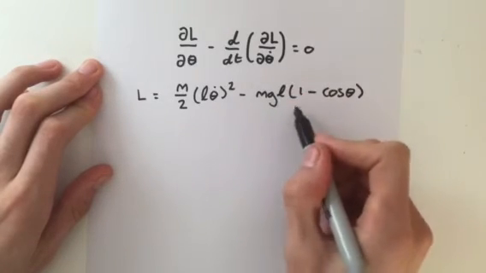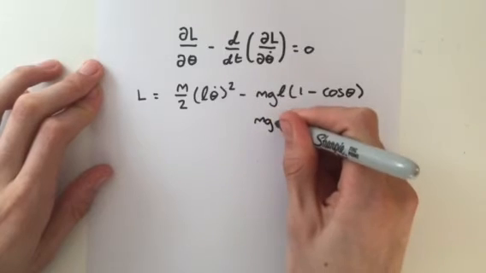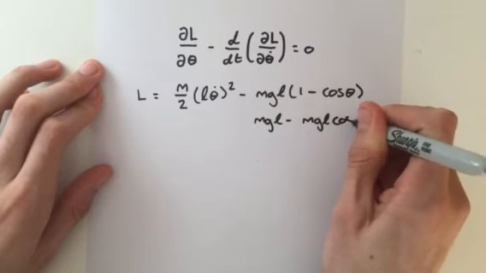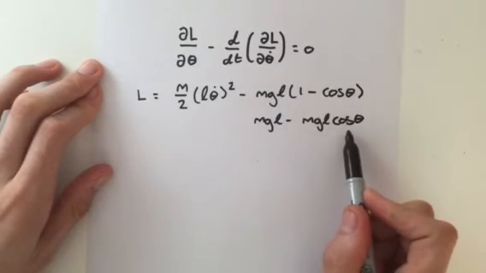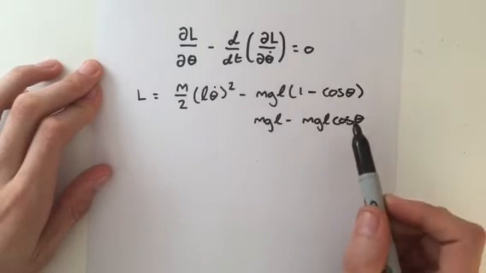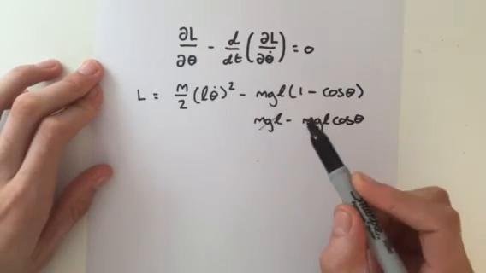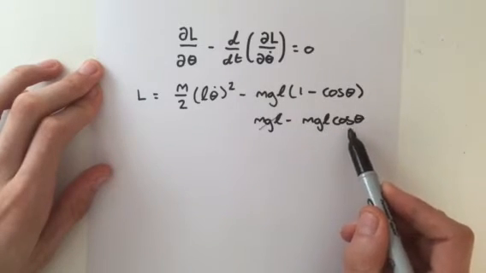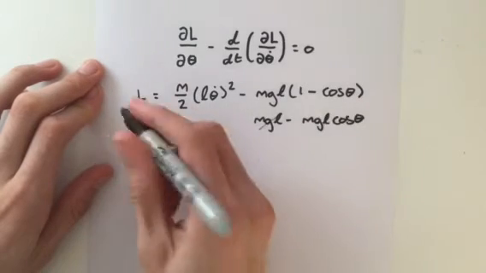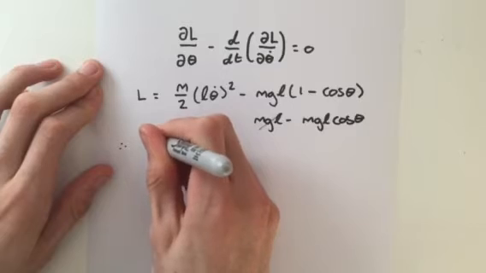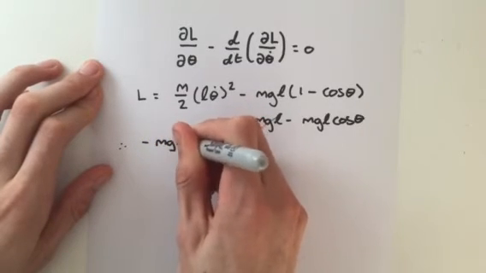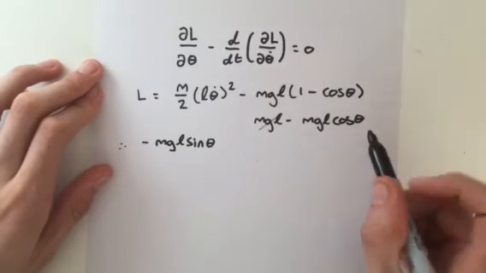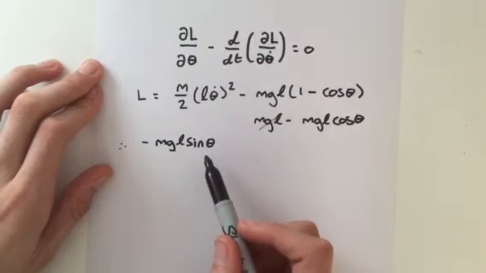So when we factor this here, we get mgl minus mgl cosine theta. So we need to differentiate this with respect to theta. That mgl is a constant, that goes away. So we're left with mgl cosine theta. Differentiate that, and we're going to get minus mgl sine theta. Yeah, differentiate cosine, we get minus sine theta. So dL by d theta is minus mgl sine theta.